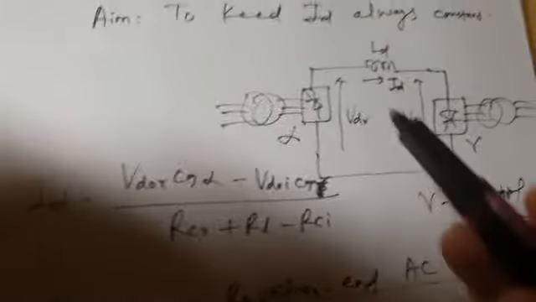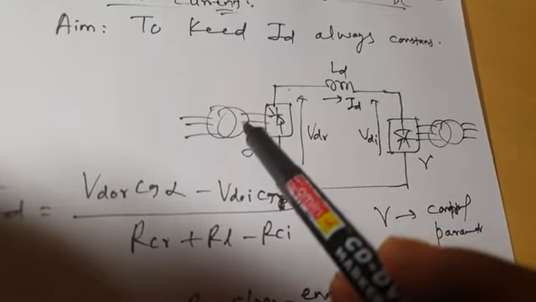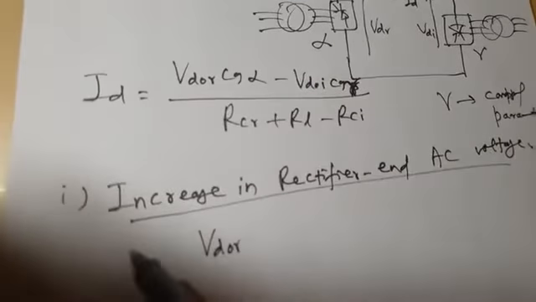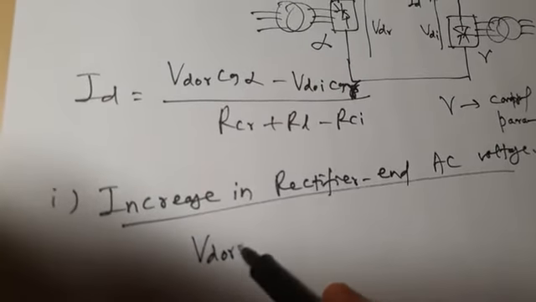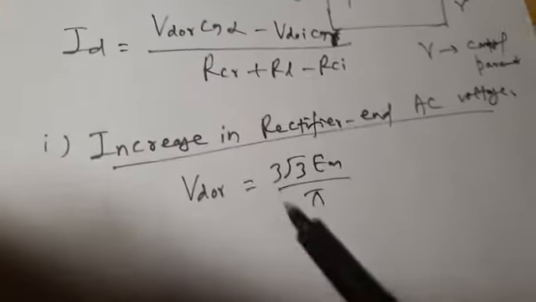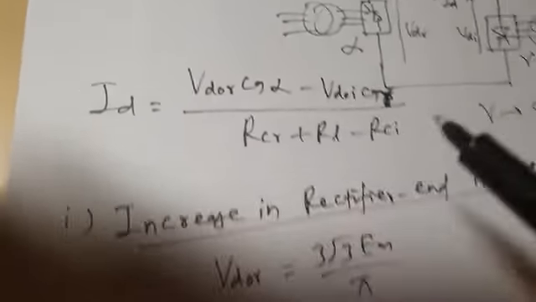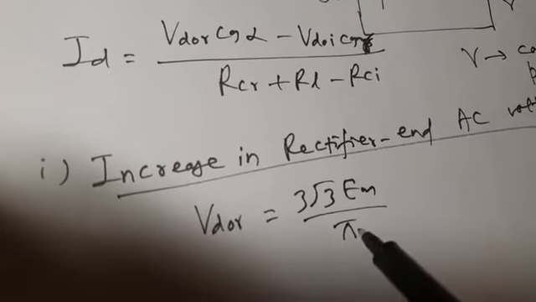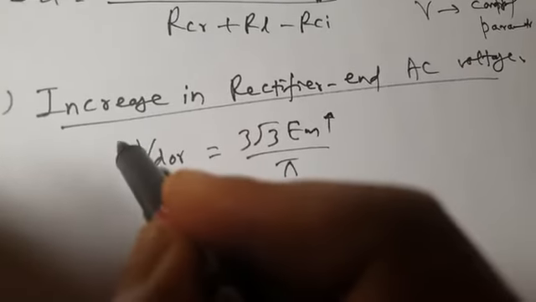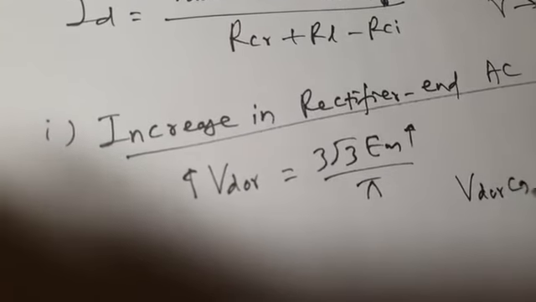Let us assume that due to some problem, the rectifier side AC voltage has increased. Now, when this voltage increases, the rectifier side voltage VDOR is equal to 3 root 3 EM by pi. You already know the rectifier average output voltage is 3 root 3 EM by pi into cos alpha. So VDOR is 3 root 3 EM by pi. If the rectifier side AC voltage increases, that means EM increases, which increases VDOR. And when VDOR increases, VDOR into cos alpha also increases.